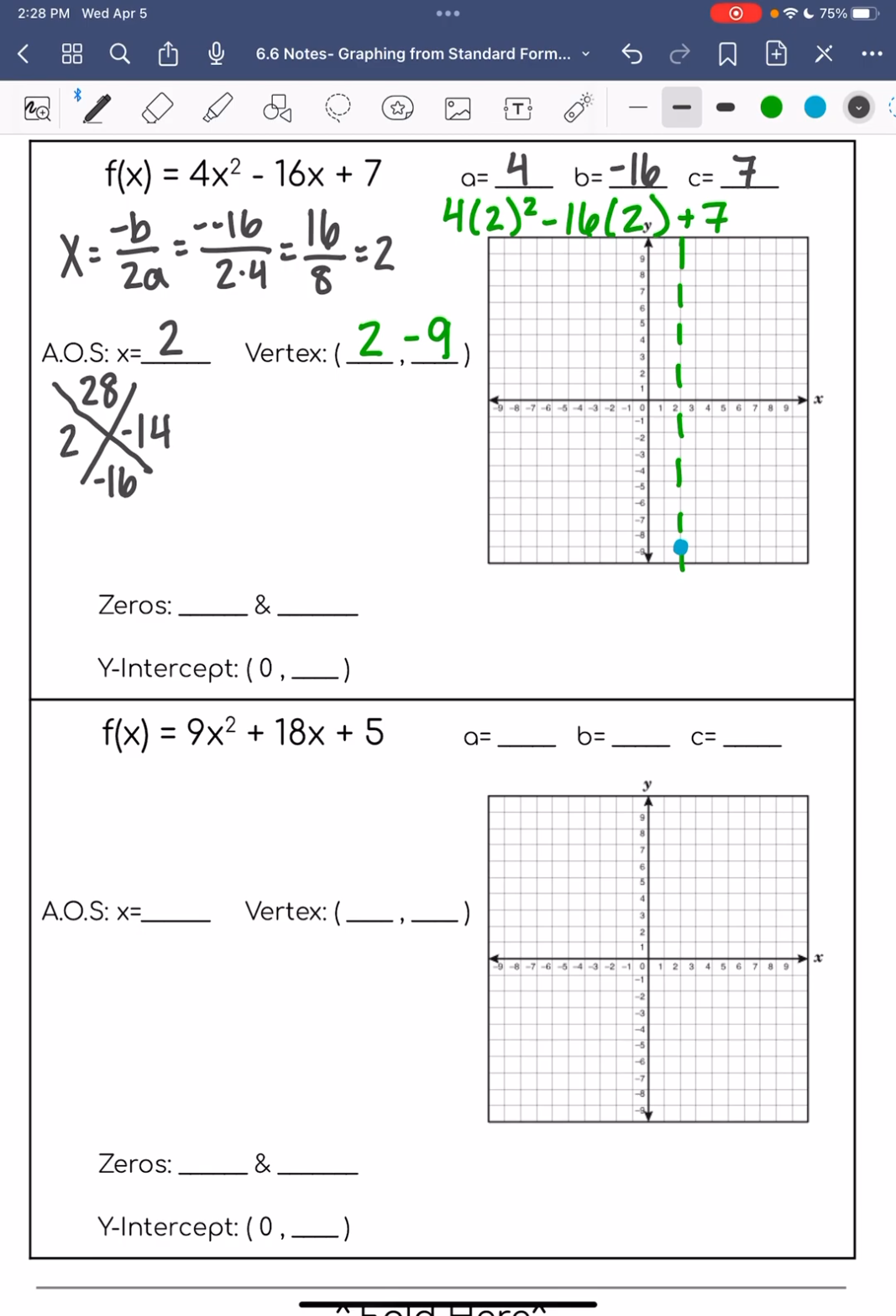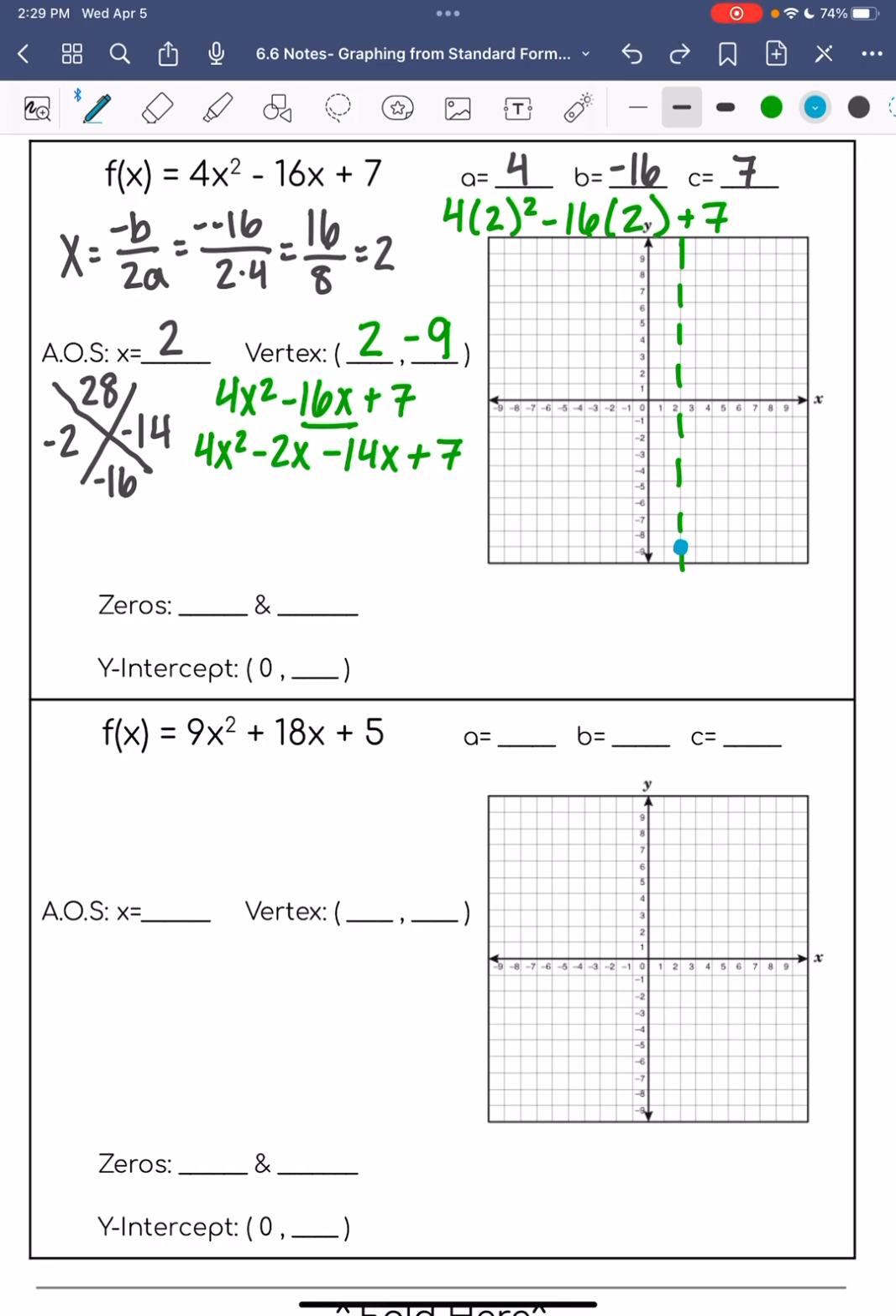And then if we make them both negative, they would still multiply to be positive, but they would add to be a negative. So I'm going to take my original function and rewrite it right here: 4x squared minus 16x plus 7. I'm splitting up this middle term into minus 2x minus 14x. So I've got 4x squared minus 2x minus 14x plus 7, and I am now ready to factor by grouping.